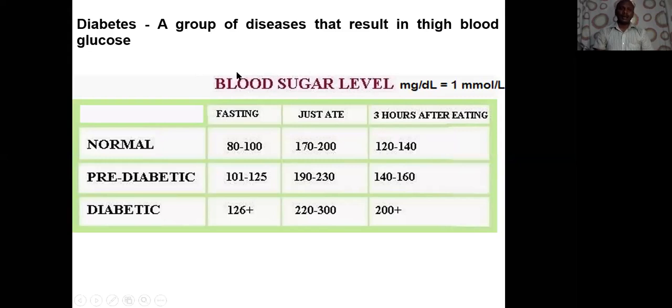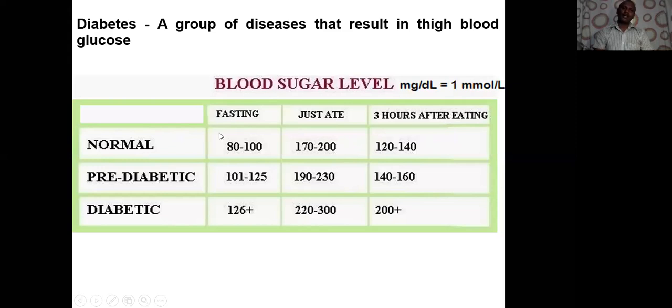You can classify normal and diabetic levels using this chart, in mg per deciliter, which you can convert into moles per liter. In diabetes mellitus there is an increase in the blood glucose or plasma glucose levels. We look at normal glucose levels when fasting, just after eating, and after 3 hours of eating.